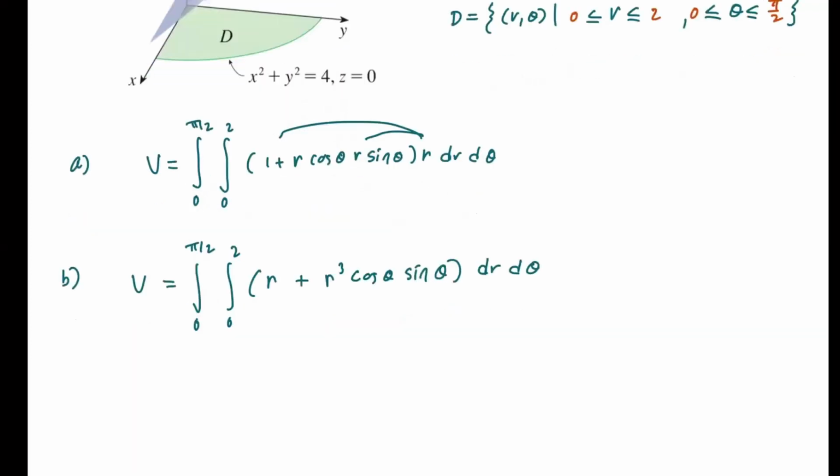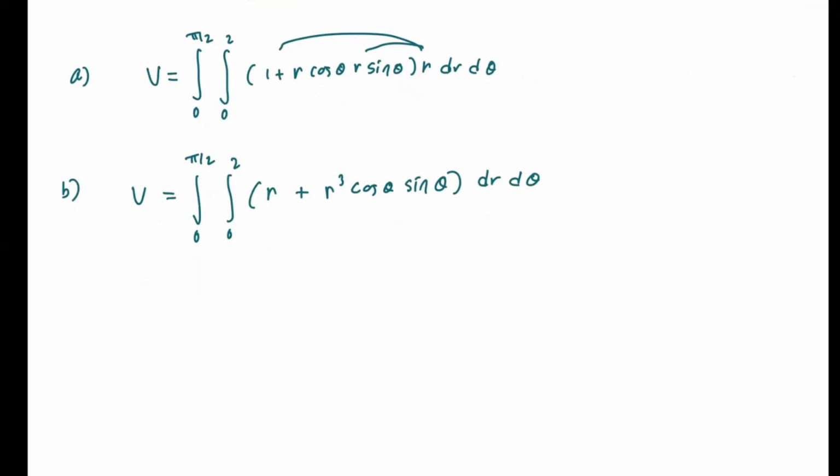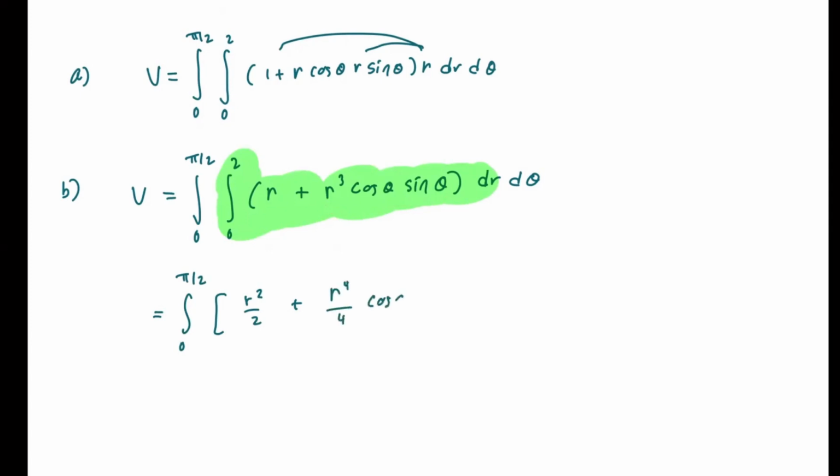All right, so let's proceed with the integration. First we're going to do the inner integral, with respect to r. So let's rewrite the outer integral, from 0 to pi over 2. If I integrate r with respect to r, that's r squared over 2, plus the next term. If I integrate this with respect to r, cosine theta and sine theta are treated as constants, so you'll have r to the 4 over 4. Rewrite the rest. And now we're going to evaluate this from 0 to 2.